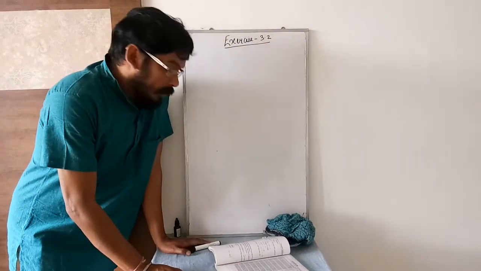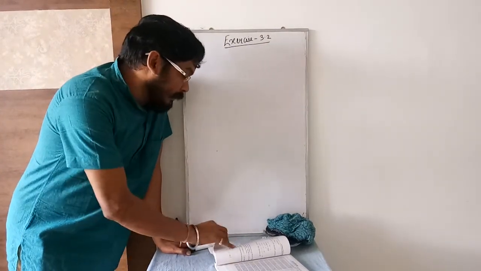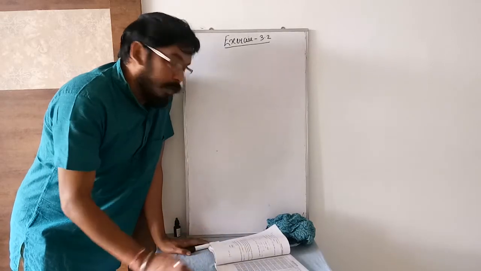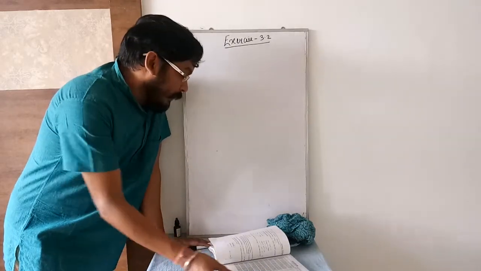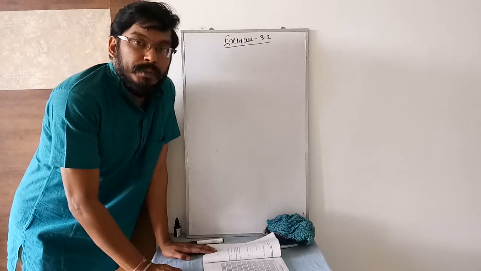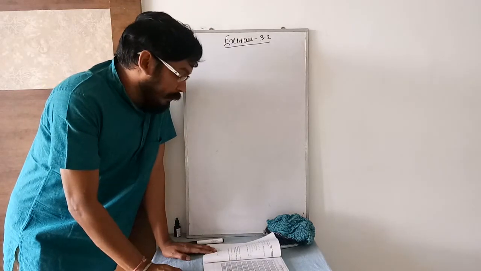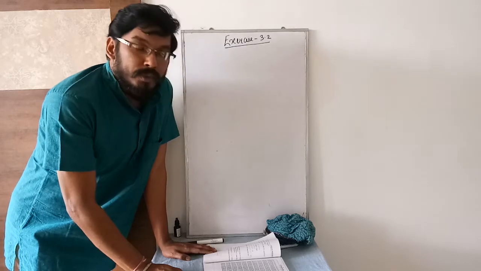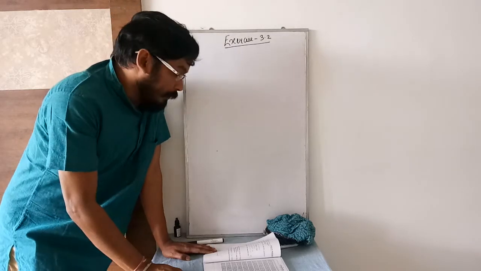Good morning, student. Today we will start exercise 3.2 remaining sums. In the previous session, up to question number 9 was done. I am speaking about class 9 advanced math. Today I will start with question number 10, Roman 1.